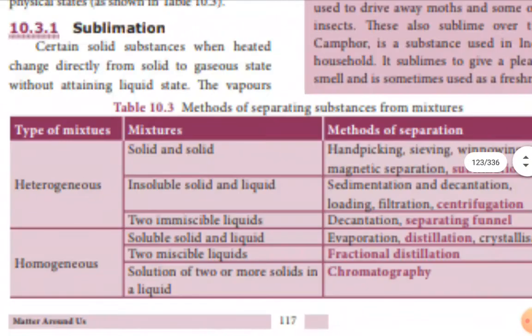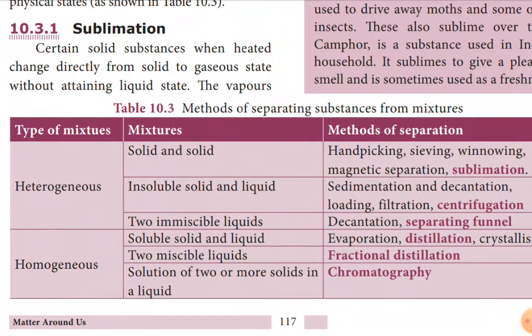You can see that is table 10.3. Table 10.3 illustrates the different methods of separating substances. First, see the types of mixture. Heterogeneous mixture means a mixture whose components can be easily seen through our naked eye. That is called heterogeneous. Example: solid and solid.